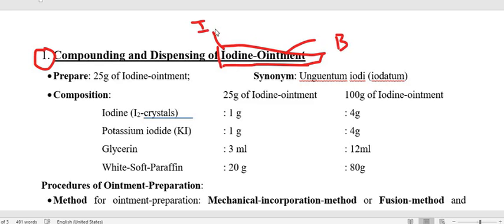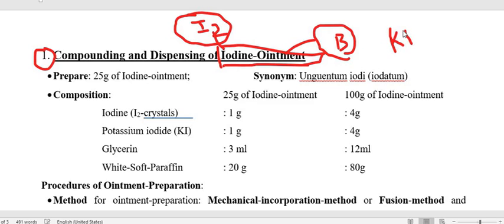Under the composition of the ointment, never forget that the name iodine ointment indicates iodine is present, and because this is an ointment, a base or vehicle must be there. What is the other component? Potassium iodide is there, which I already discussed.